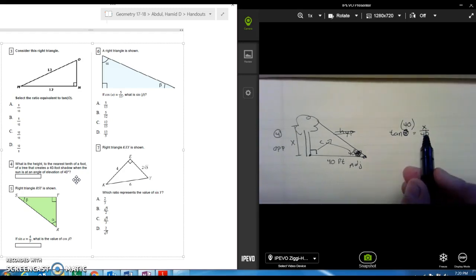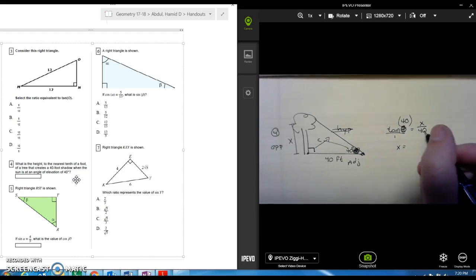We need to solve for x. Once we solve for x, we can put it in the calculator. So I put this over 1, cross multiply. X times 1 is x. 40 times that. And you would put that in the calculator right there. Put it in exactly like this. I don't have a calculator right now, so I'm going to leave it like that for you.